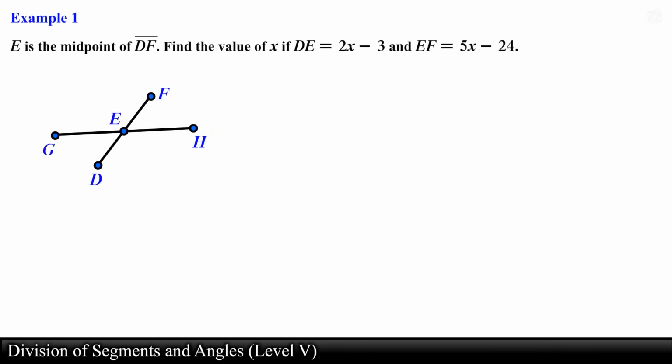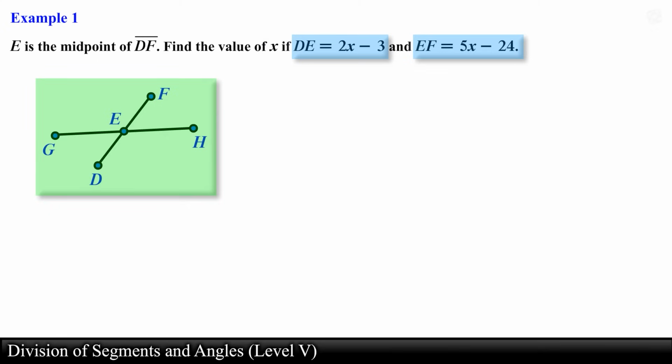Point E is the midpoint of segment DF. Find the value of x if the measurement of segment DE equals 2x minus 3 and the measurement of segment EF equals 5x minus 24. In this problem, we are provided with a graph of 2 line segments intersecting at a common point. We are given algebraic expressions for the lengths of 2 line segments. We are asked to find the value of x.